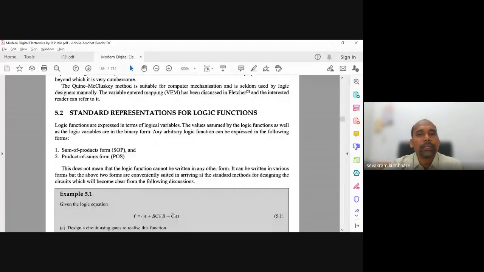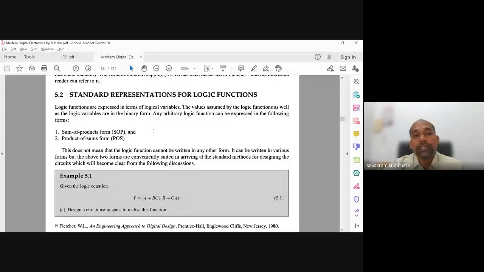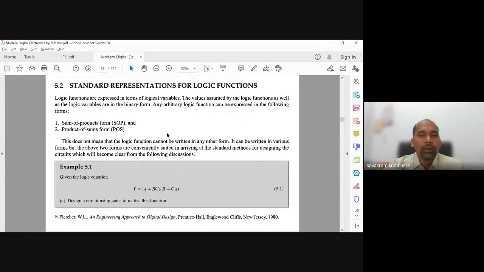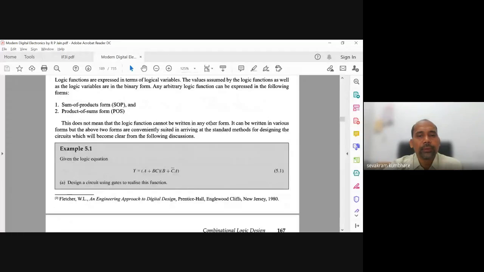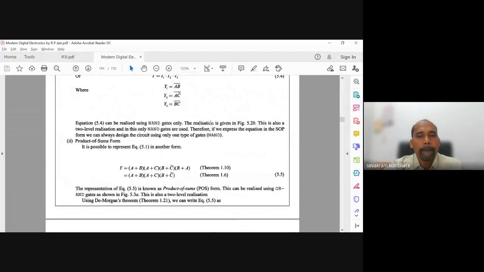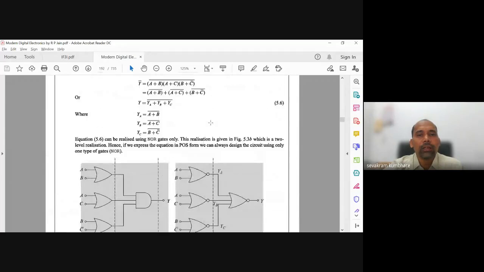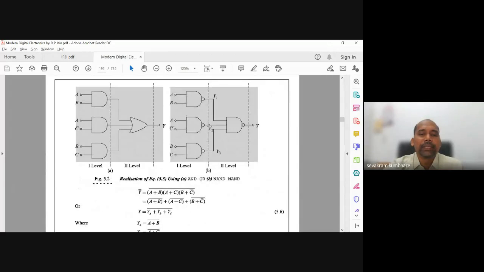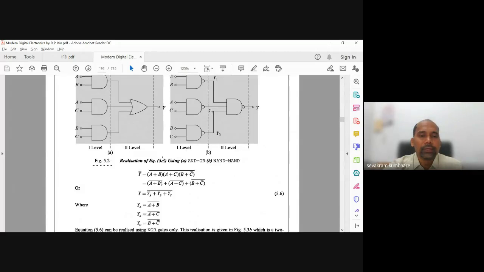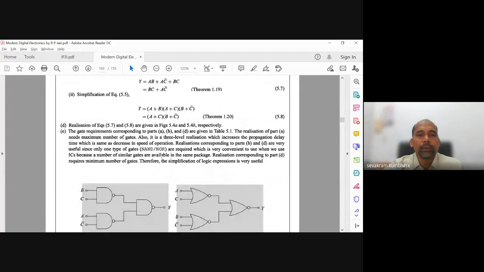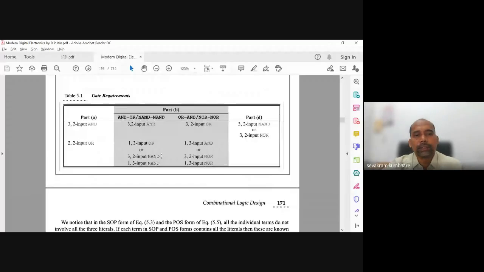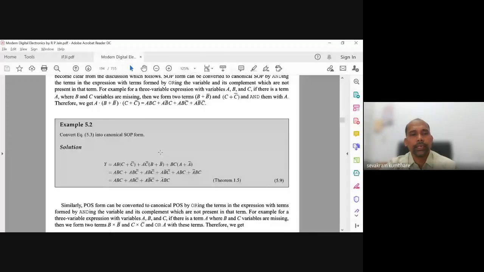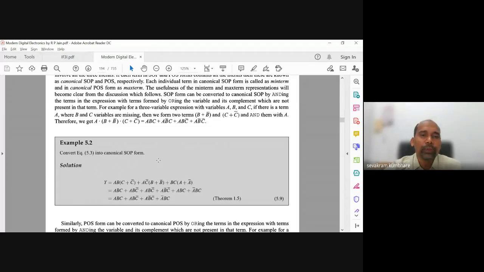Now, the standard representations of a logic function we have seen in the previous lecture, that is sum of product, SOP, and product of sum, POS. All these things are there in the book, so you can go through it. These are nothing but representations of the equation in gate form. The next point we want to see is converting a given equation into canonical SOP or canonical POS.